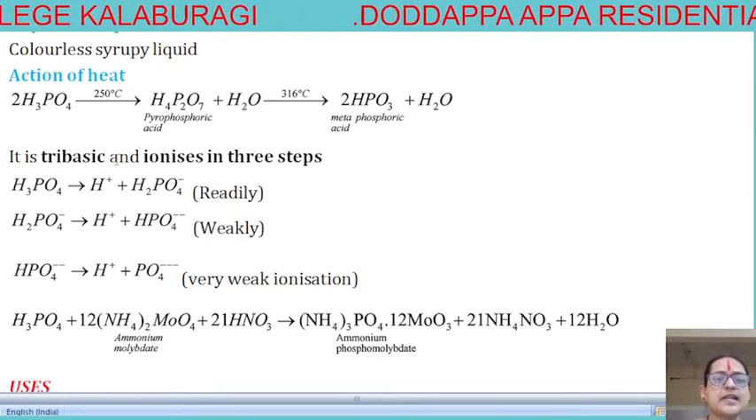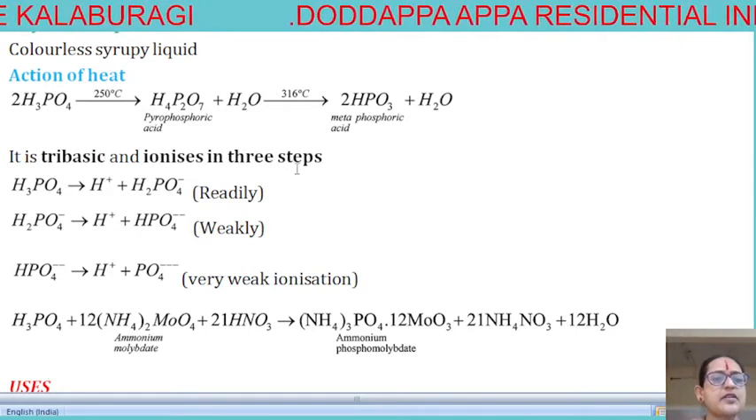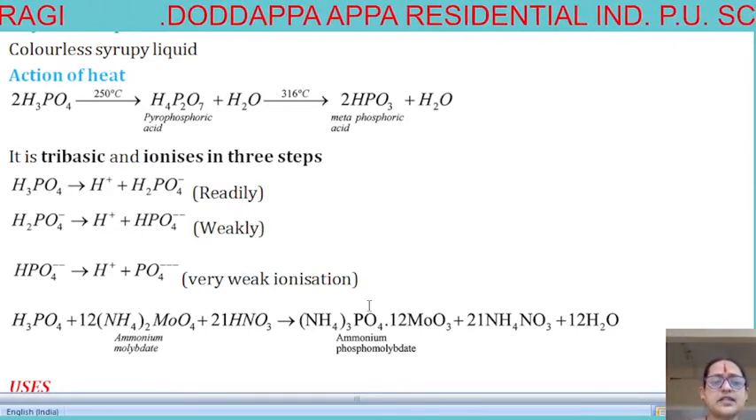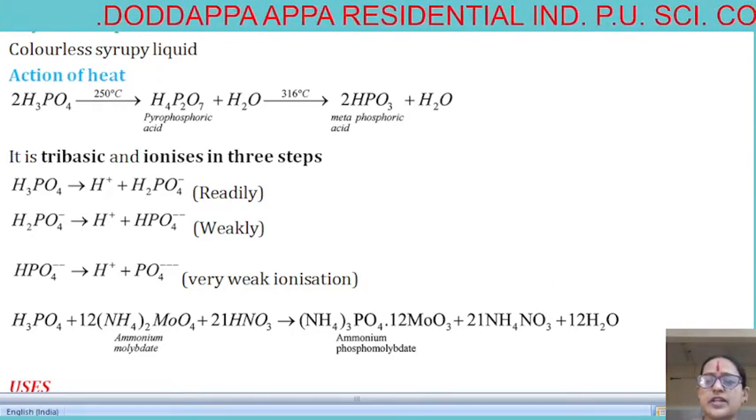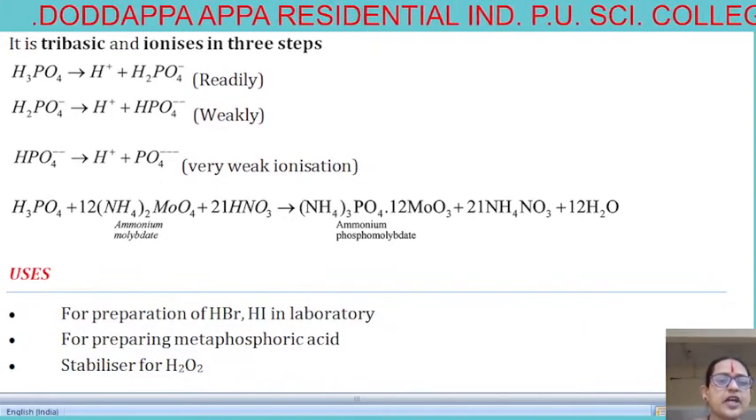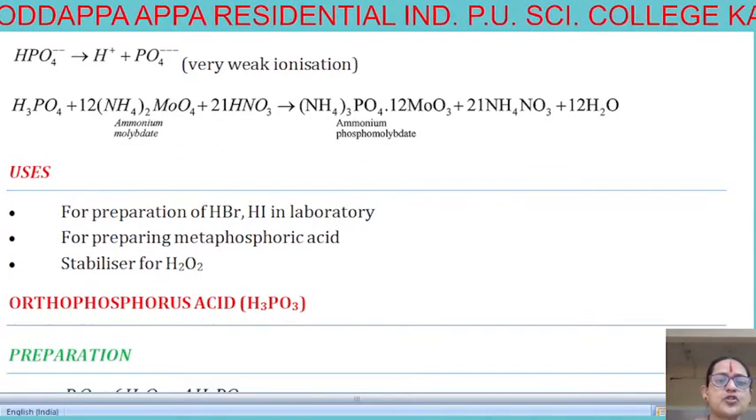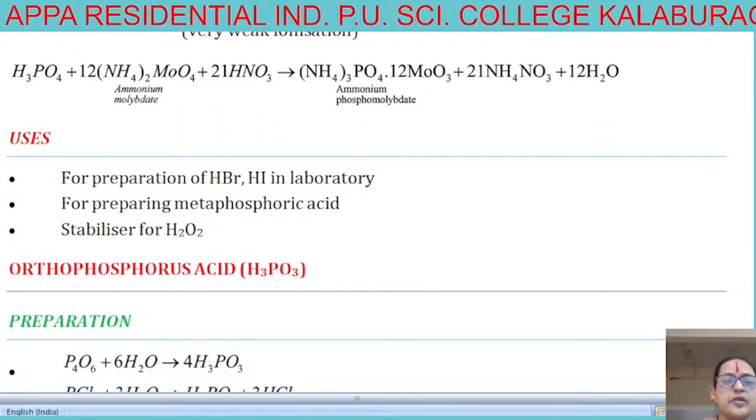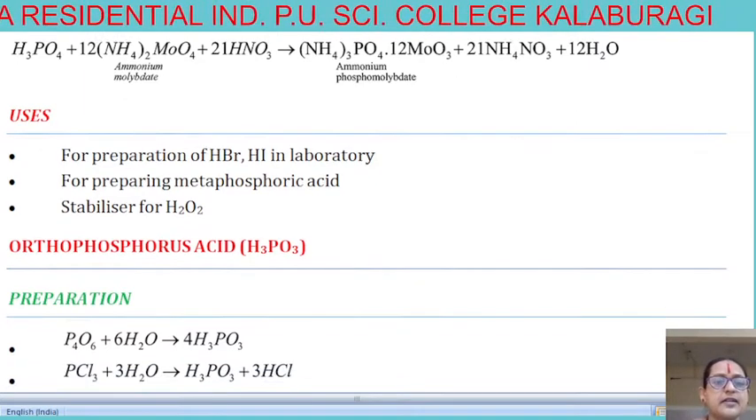It is tribasic and ionizes in 3 steps. In the first step, it ionizes readily. In the second, it ionizes weakly, whereas in the third step it is very weakly ionized. Then we have its uses: for preparation of hydrogen bromide and hydrogen iodide in the laboratory, and for preparing metaphosphoric acid.